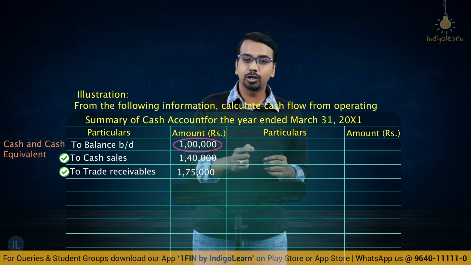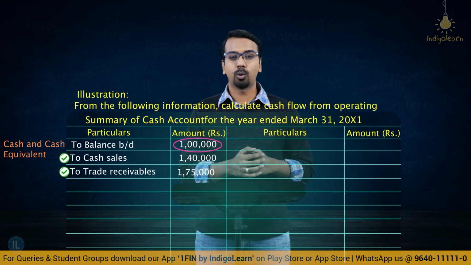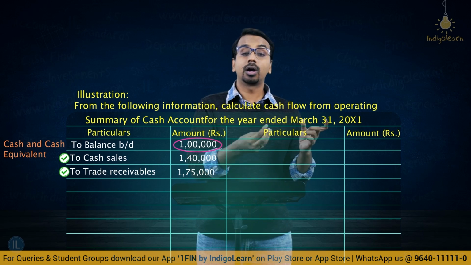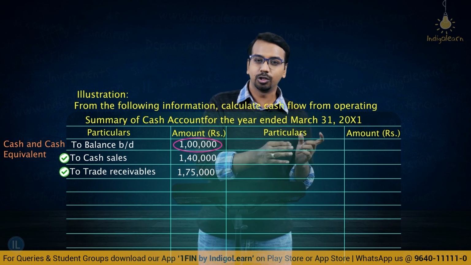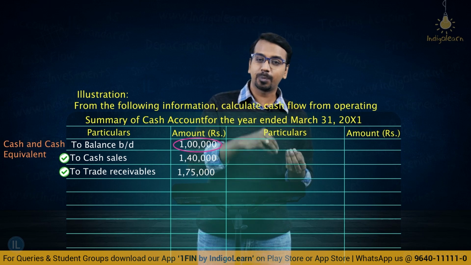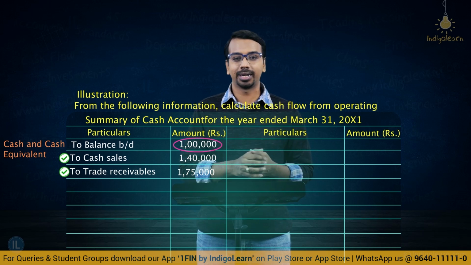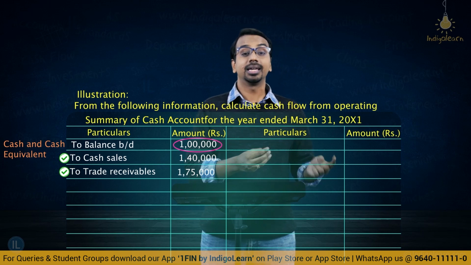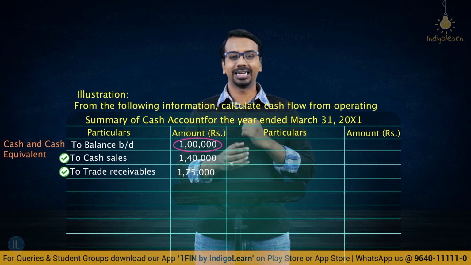The other way to look at it is, if I look at my P&L account, if I see the revenue, whatever cash flows are associated with revenue is a cash flow from operating activity. So when customer pays me, it is a cash flow from operating activity. When I make cash sales, it is a cash flow from operating activity.